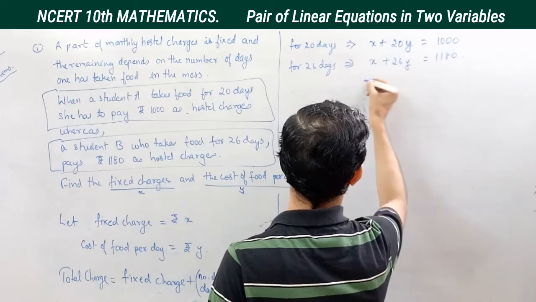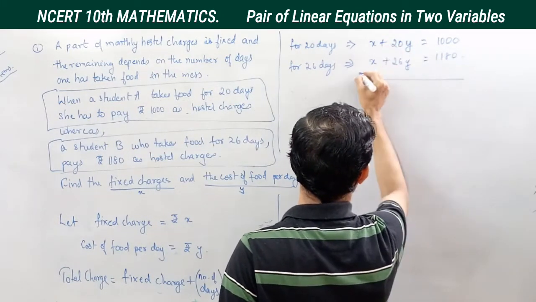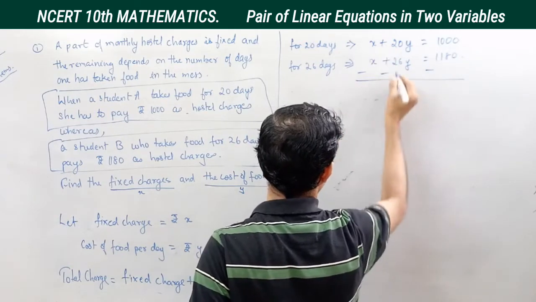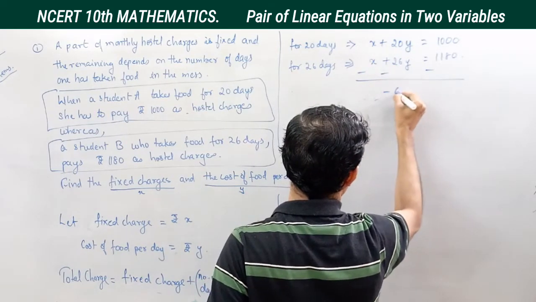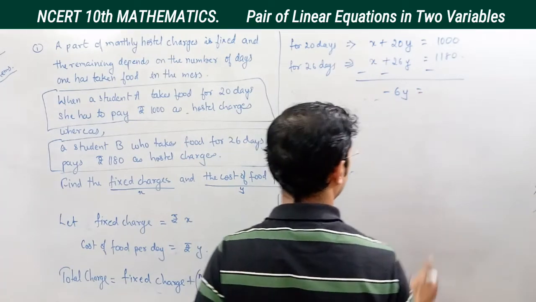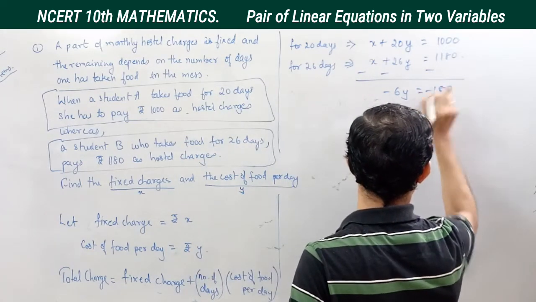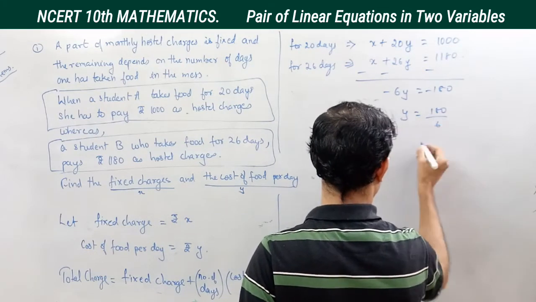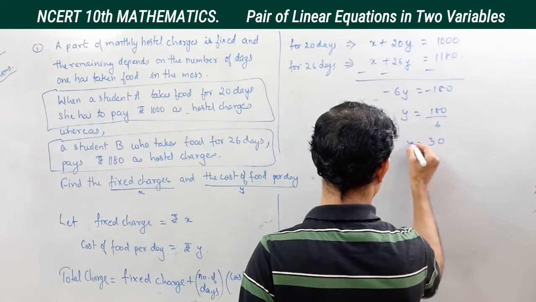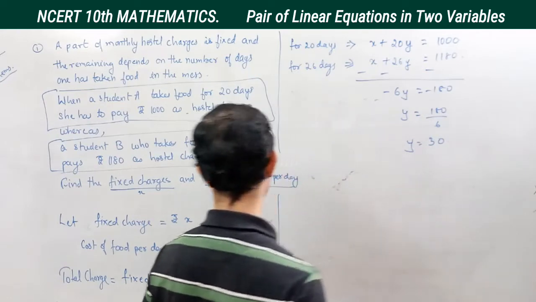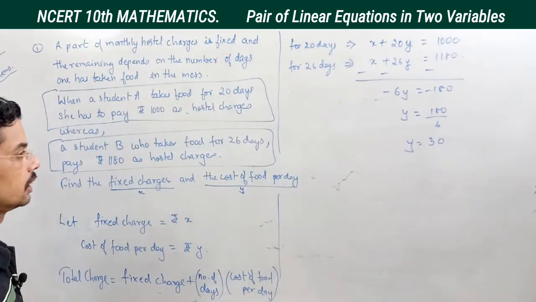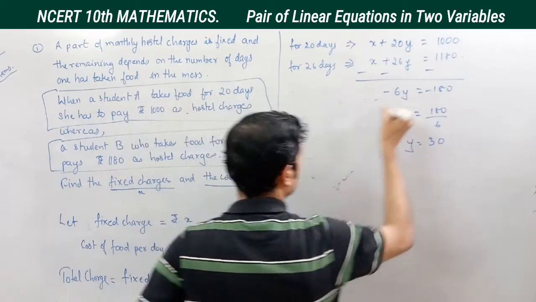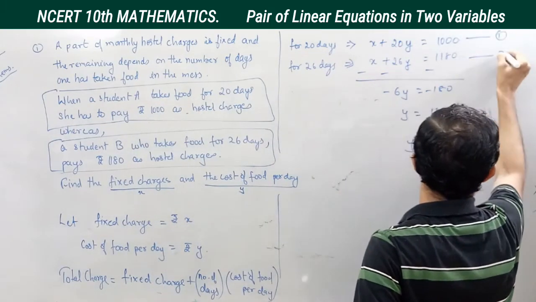Now we can use the elimination method, which would be easier in this case. So let us see how to eliminate. It is already in the same form, this minus and this minus. So X is eliminated and we have minus 6Y equal to minus 180. So Y will be equal to 180 by 6, which is equal to 30. The cost of food per day is rupees 30. Now we shall put that into any one of the equations. Let me take the first equation.